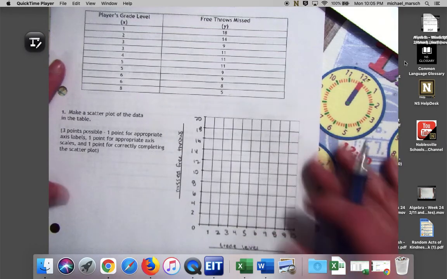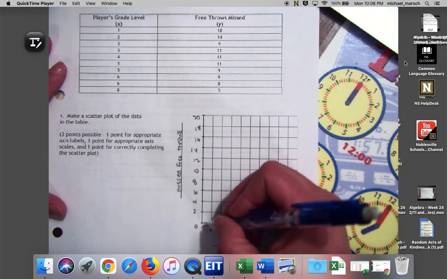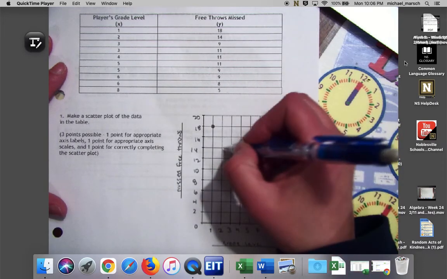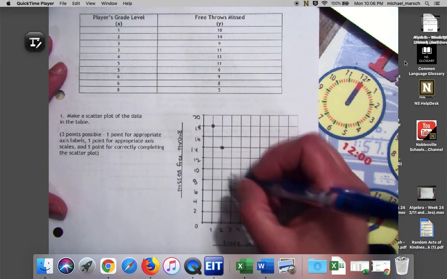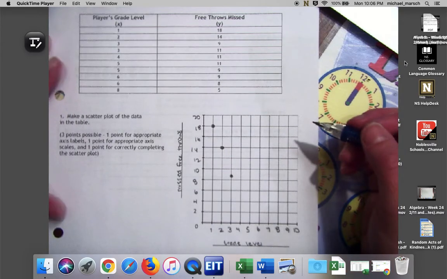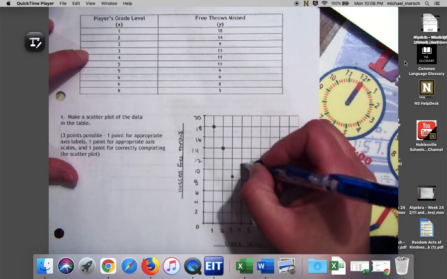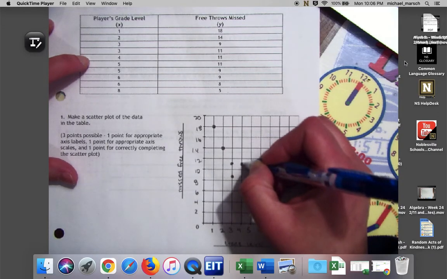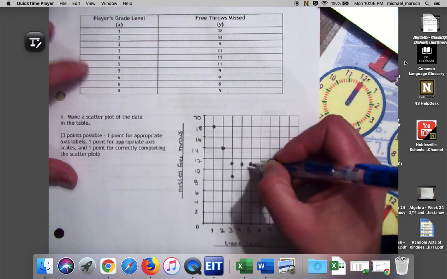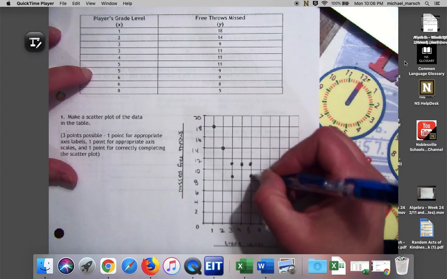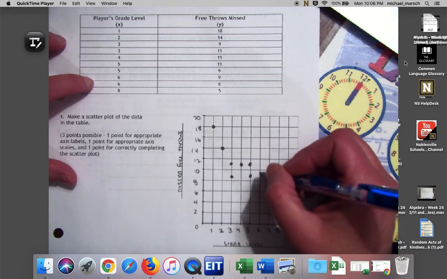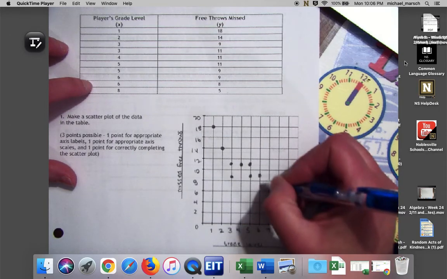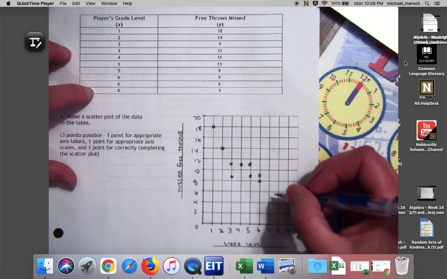And then to make the scatter plot, remember I have to scatter my plots. So I have a first grader that missed 18. I have a second grader that missed 14. I have a third grader that only missed 9. I have another third grader that missed 11. I have a fourth grader that missed 11. I have a fifth grader that missed 11. I have a fifth grader that missed 9. I have a sixth grader that missed 9. And I have a sixth grader that missed 8. And I have an eighth grader that missed 5.